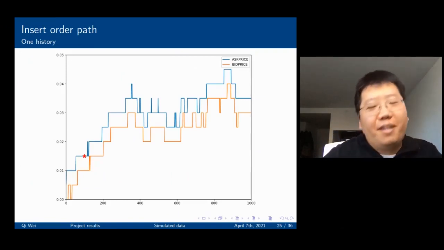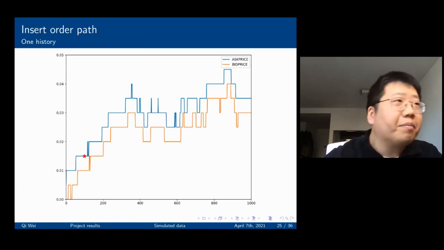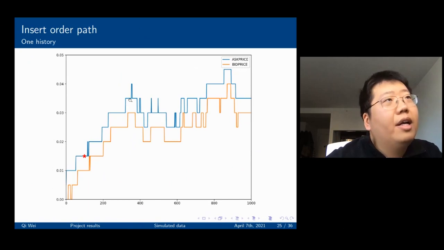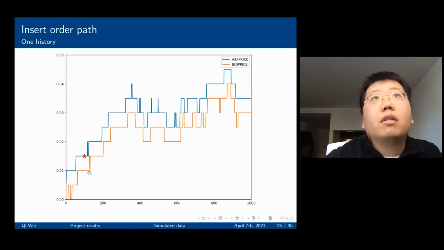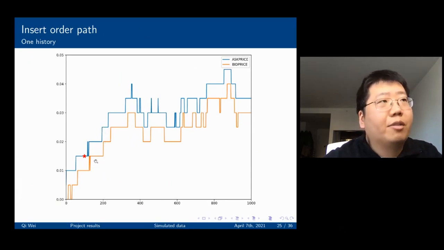Okay, so imagine that this is some historical data, right? And this is a stock price. It's going up here. Again, the blue curve here means asking orders, and the brown curve means bidding orders, the bidding price. So usually you have a gap between these two prices, that is a spread.